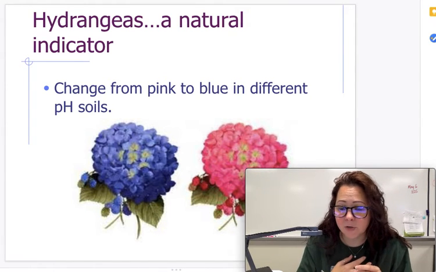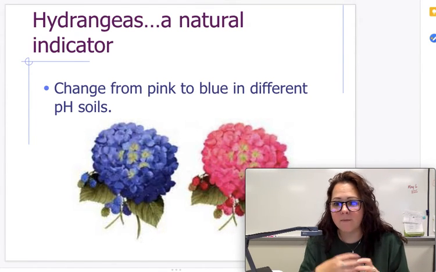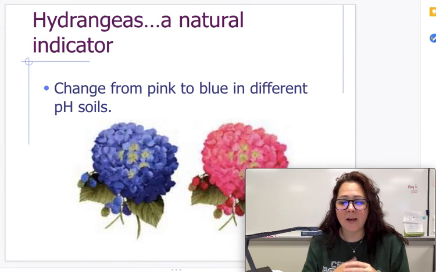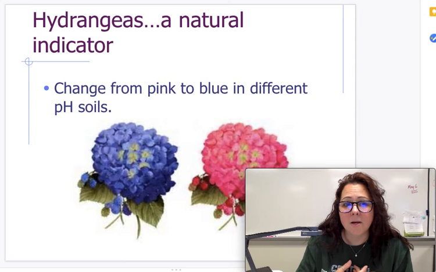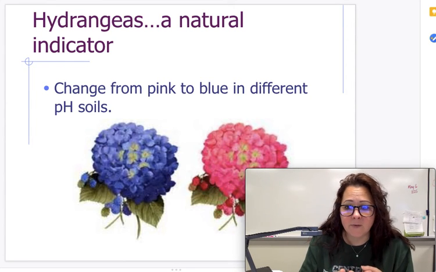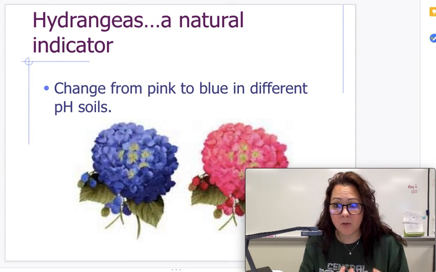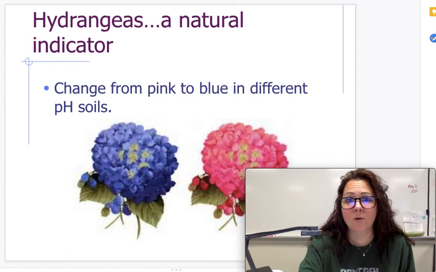Sometimes tea will change colors if you have lemon added to it or anything like that. That's because it's changing because of the pH difference. So we will look at a lot of different indicators as we go through this unit. Otherwise, I hope that this clarified anything that you had questions about.